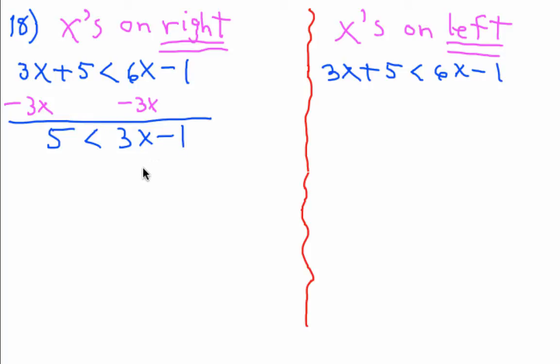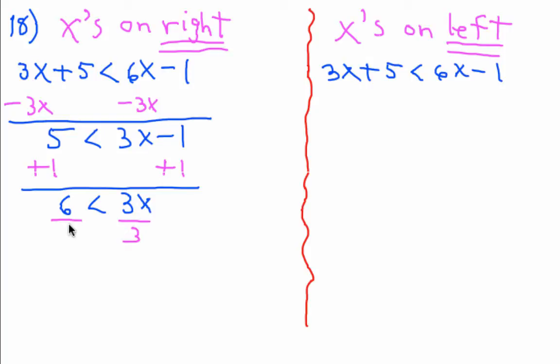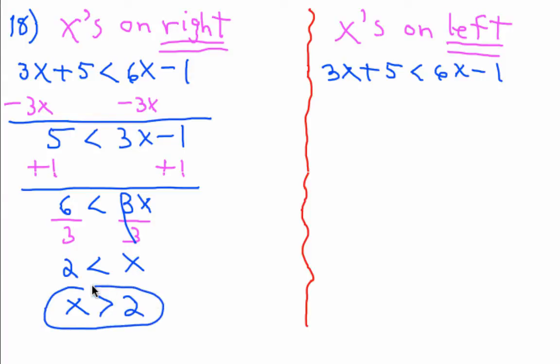Notice we're just doing the same thing as if we were solving an equation. So we'll add 1 to both sides, and we'll get 6 is less than 3x. We'll divide both sides, and we'll wind up with 2 is less than x. Now we need to solve for x, but if 2 is less than x, it must mean that x is greater than 2. So our solution is x is greater than 2.